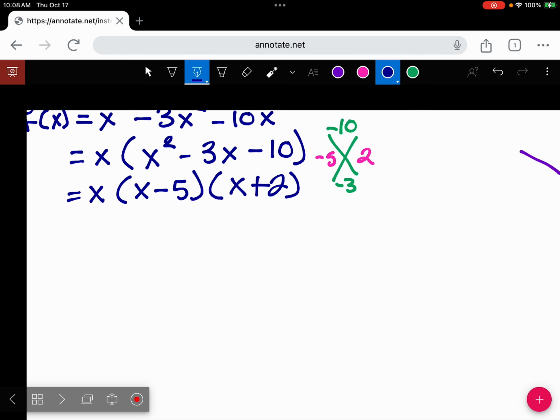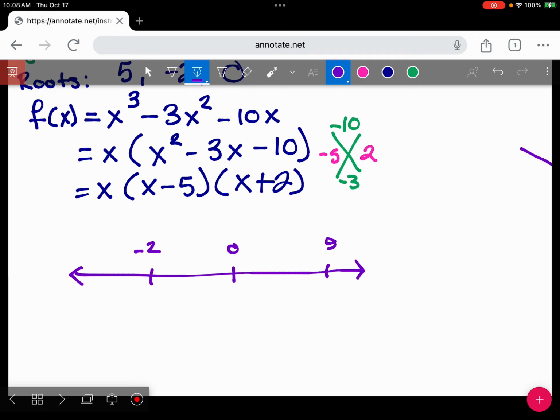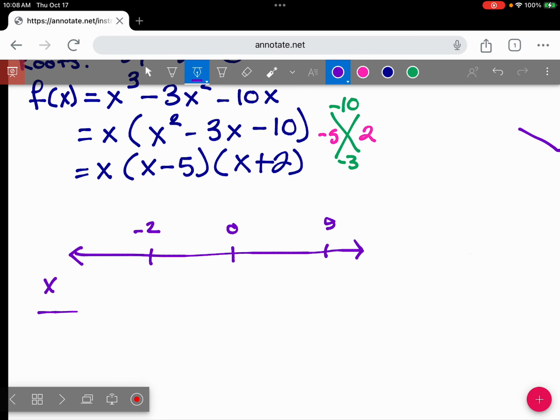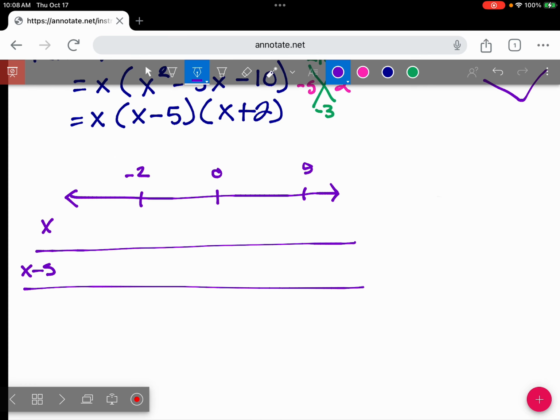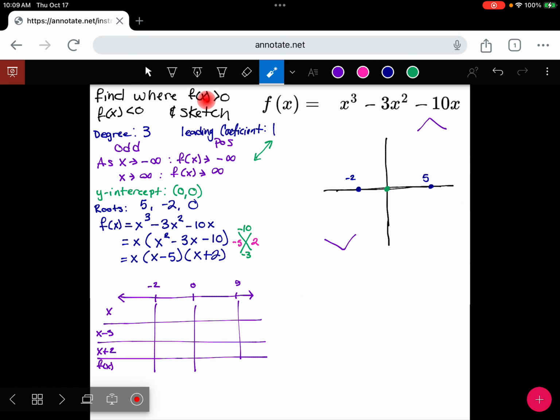So when we're thinking about our positivity table, that's when we're going to do the number line where I put my roots in order. So we have our negative 2, 0, 5. And I take all my factors, my x minus 5, and my x plus 2. It's been a minute, but we've done these. And our f of x. This is to figure out where it's above 0, so where is it positive, and where is it below 0, where is it negative.